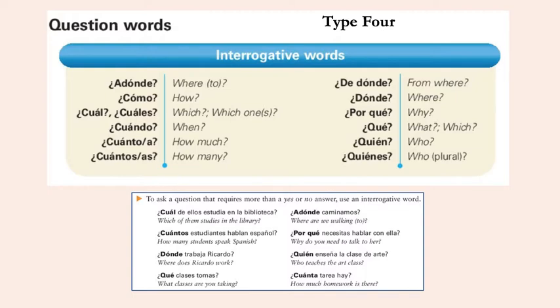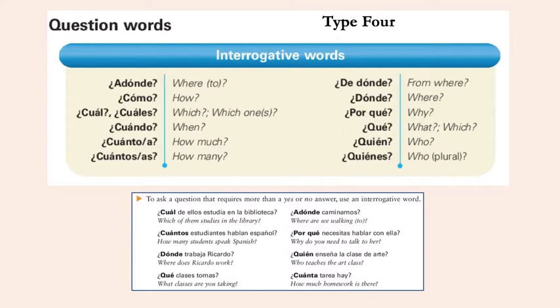You're going to need to know all these for your quiz this week, so I would memorize them. Also, do note that each question word has a written accent mark over it to denote that it is a question word. I'll read them now. ¿A dónde? Where to? ¿Cómo? How? ¿Cuál? Or ¿cuáles? Which or which one? ¿Cuándo? When? ¿Cuánto? ¿Cuánta? Or ¿cuántos? ¿Cuántas? How much? How many? Which we learned this past week.